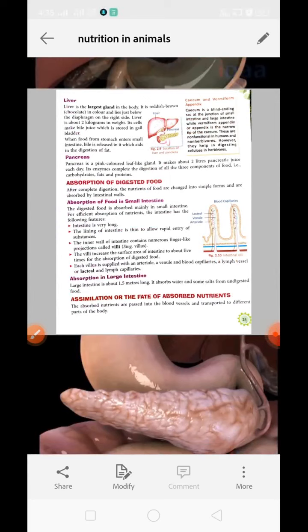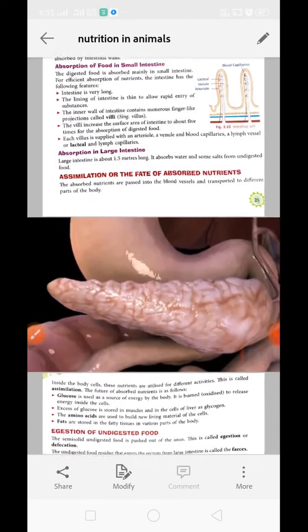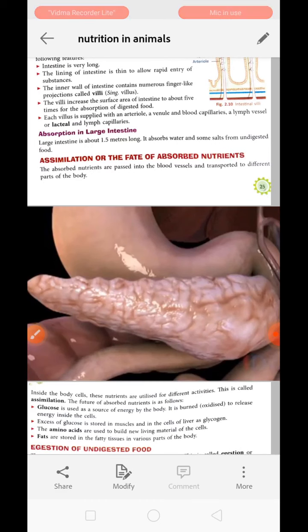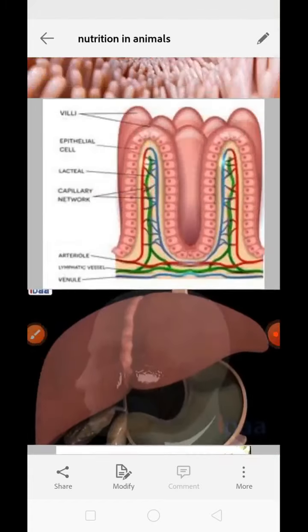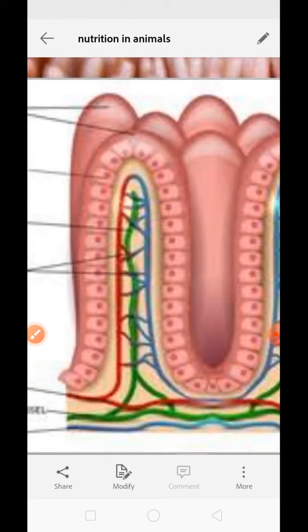After completion of digestion and absorption, assimilation is going to take place. Assimilation of the food means utilizing the nutrient material for the development and growth of the body. The absorbed nutrients are passed from here into the cells of the villus, and then to the blood vessels. These blood vessels transport the different nutrients to different body cells, and over there they will get assimilated.